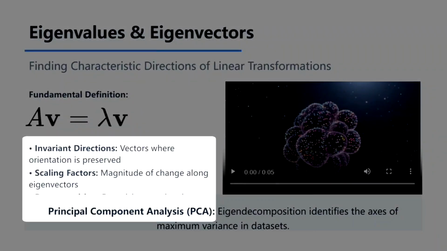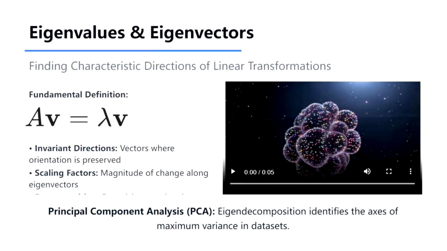While most vectors get knocked around and rotated during a transformation, eigenvectors stay on their original line. They define the skeleton of the transformation. Let's take a look at this visually. Pay close attention to the vectors that only stretch or shrink without flipping or rotating as the transformation occurs.